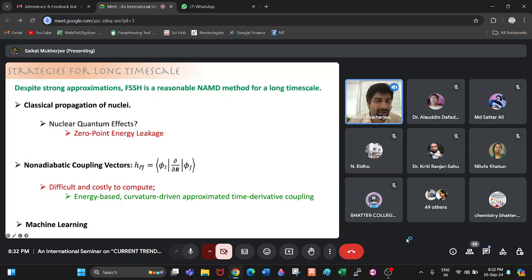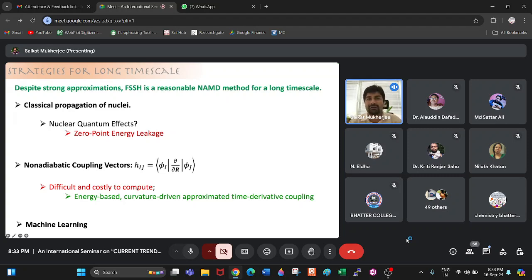Then these non-adiabatic coupling vectors. I did not show you the equations, but in the equations you will see this kind of vector, this kind of integral. We call it the non-adiabatic coupling vector. It is the coupling between electronic state I and electronic state J.